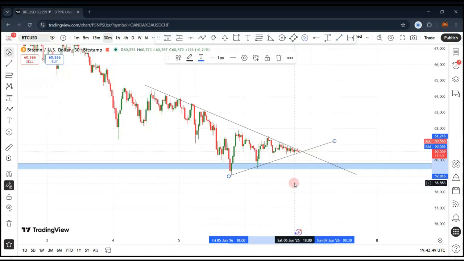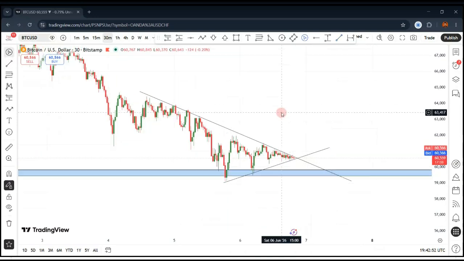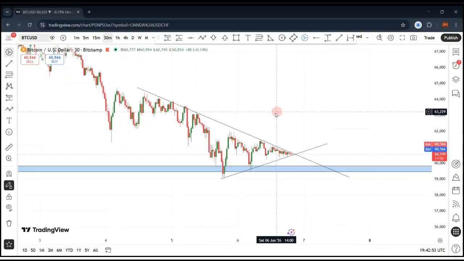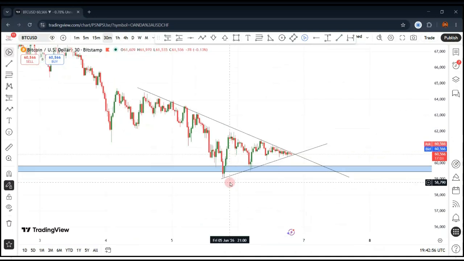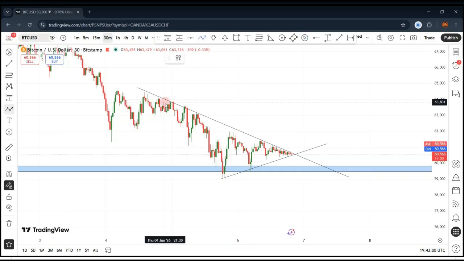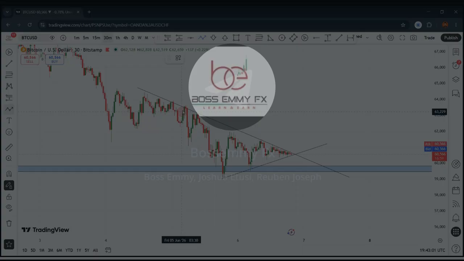So you can see this. Now, on the 30-minute time frame, you can see that the market was creating lower low, lower high, lower low, lower high. So we are supposed to have a lower low. Let me draw so you can see. We have lower low, lower highs, lower low, lower high.